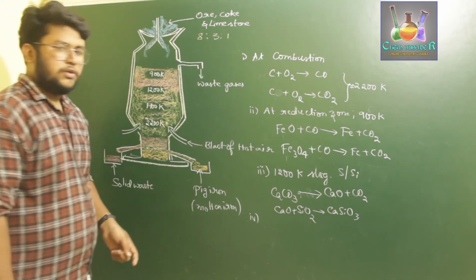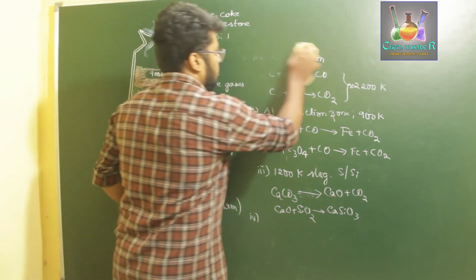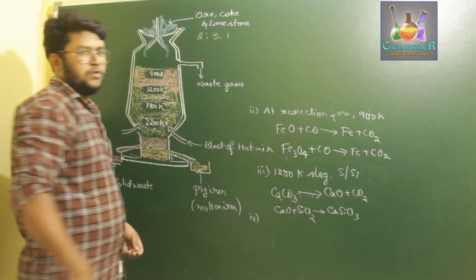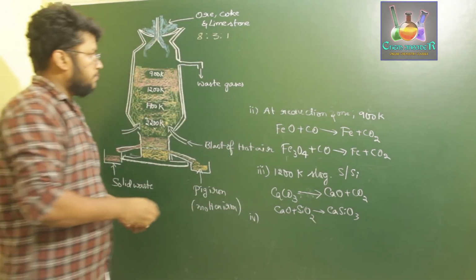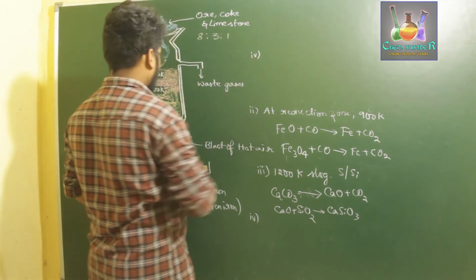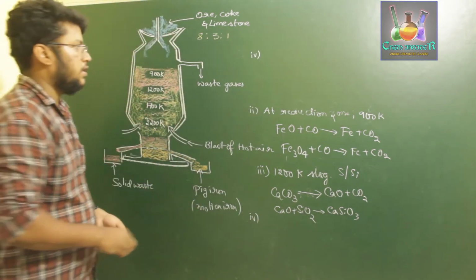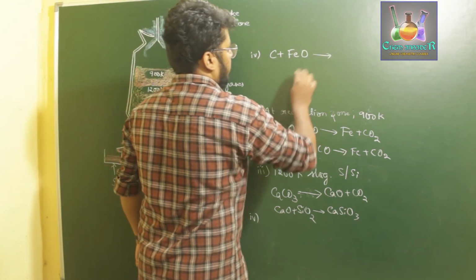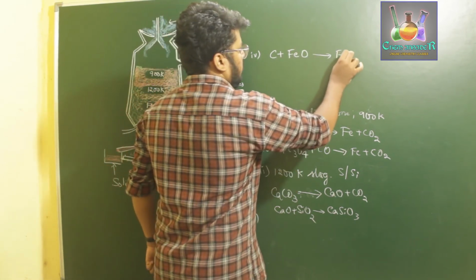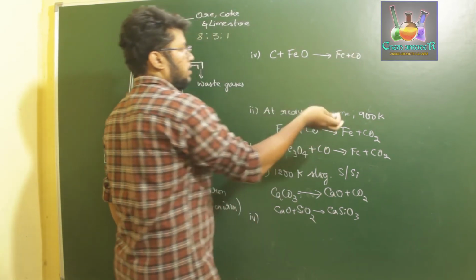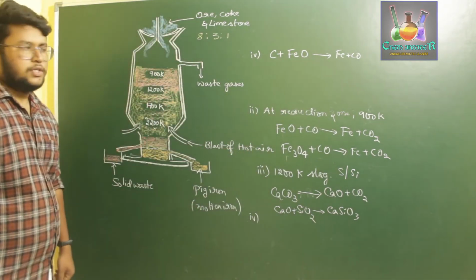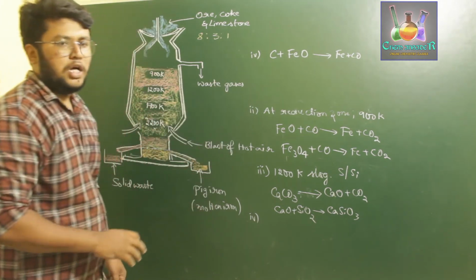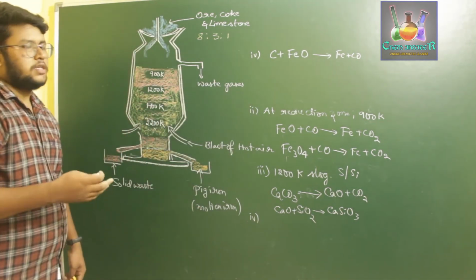And now we are going to observe the fourth reaction, that is the fusion zone. In this fusion zone, at 1700 Kelvin, carbon reduces our leftover ferrous oxide to form Fe and carbon monoxide. This carbon monoxide again can be used with other components also. If you observe over here, carbon monoxide with FeO is giving us Fe.